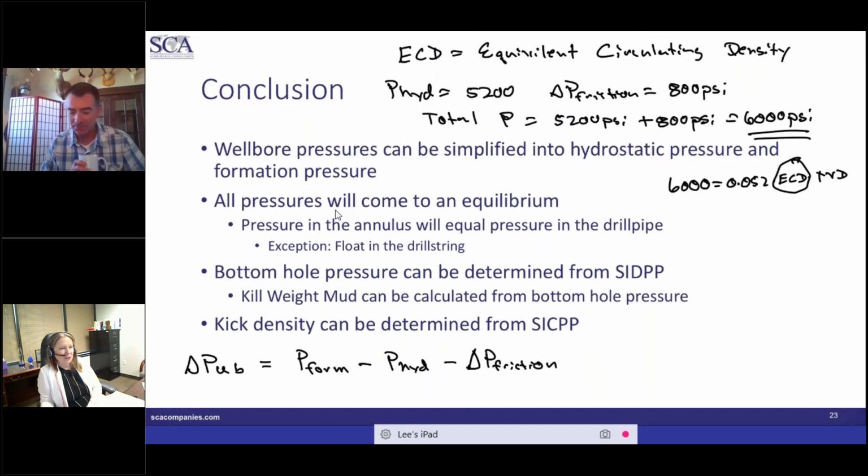How do you make sure that you're not weighting up so much that you cause formation damage? Okay, we should know that from our leak off test and formation integrity test. So if we have a leak off test of say 16 pounds per gallon, and we know our ECDs are currently at 15 pounds per gallon, we better not weight our mud up to anything past where our ECDs would be getting close to that 16 pounds per gallon.